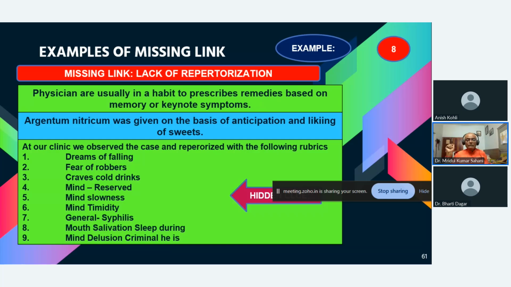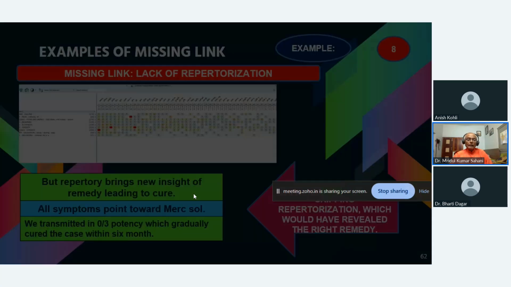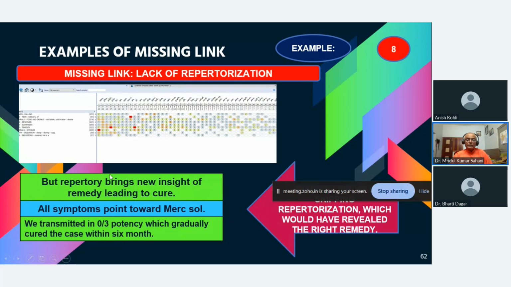But at our clinic, we observed the following rubrics: dream of falling, fear of robbers, desire for grapes, cold drink, mind reserved, slowness, timidity, syphilis, mouth salivation, saliva during sleep, and delusion he is a criminal. So repertory brought a new insight into the remedy, and we prescribed Mercurius sol. It was given in 0/3 potency, which gradually cured the case within 3 months.